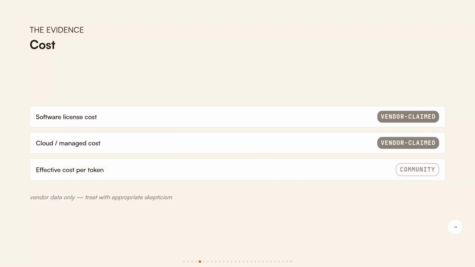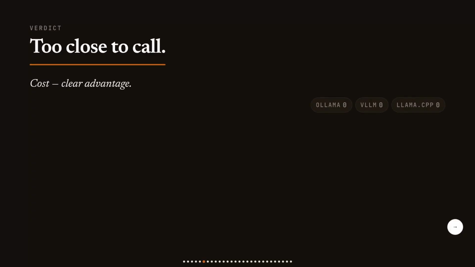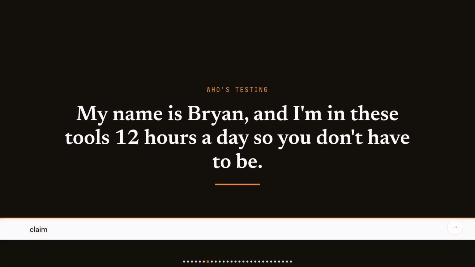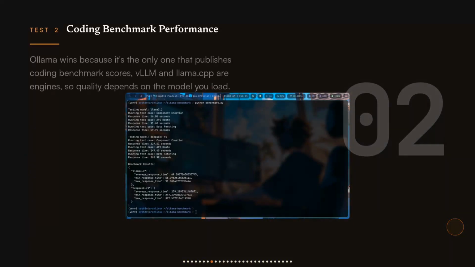Effective cost per token is where it gets interesting, and community-reported numbers here are directional since setups differ. That's the best price point in this entire test. I went through the official docs, model cards, and benchmark pages for all 3, plus independent community write-ups and hands-on tests, and I only scored a category when both sides actually published a number.